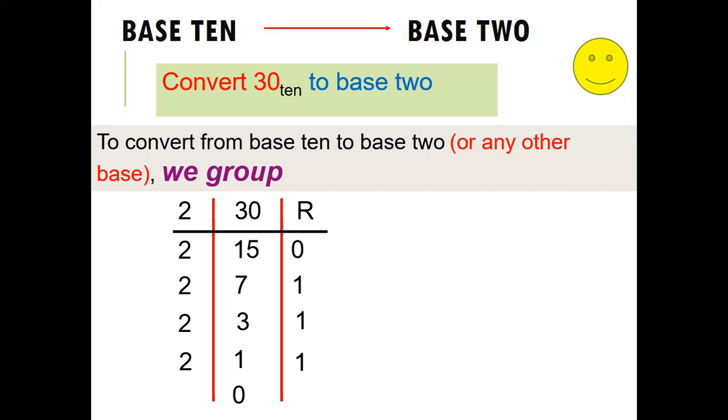You're going to draw an arrow going up. So when you draw an arrow going up, you can then start to write out your answer. And your answer is going to be from the bottom going up. So you have, in this case, 1, 1, 1, 1 and 0. So 1, 1, 1, 1, that's 4 ones and 0 in base 2.